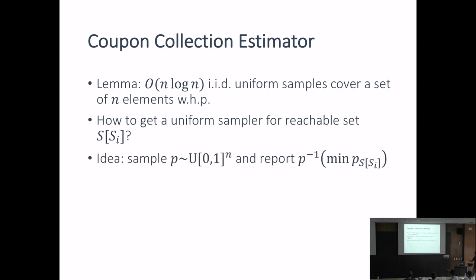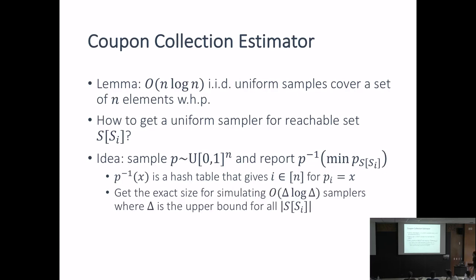The idea is very simple. We use the same IID random variables we used in the last slide, and we maintain a hash table that maps the real number back to the integer who generated this real number. We still sample n IID random variables from 0 to 1, and I claim p inverse of the min value of p over S_i is uniformly sampled from the reachable set of i, because every element has the same chance to become the minimum element in the reachable set. Here p inverse is a notation: if I give you a real number, it tells me which index gives us this p value.